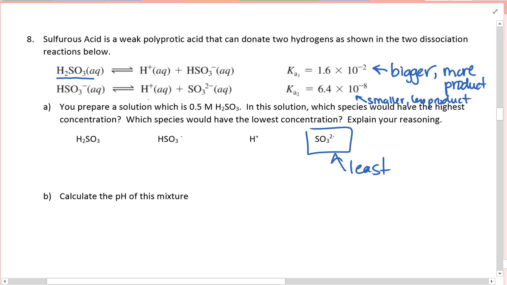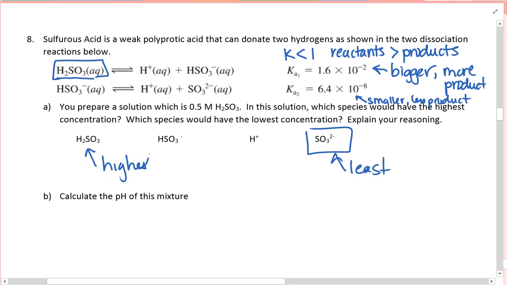If you're wondering, why didn't I say H plus is small? Well, H plus is getting made in the first reaction as well. So you're going to have more H plus than you do SO3 2 minus, because there's two reactions generating H plus. Well, who's going to be the larger concentration? Both of these reactions are reactants favored, so K is less than 1. So that means that your amount of reactants is going to be greater than your amount of products. So my original reactant is going to be the thing that's there in the largest amount. So this is going to be my highest concentration.